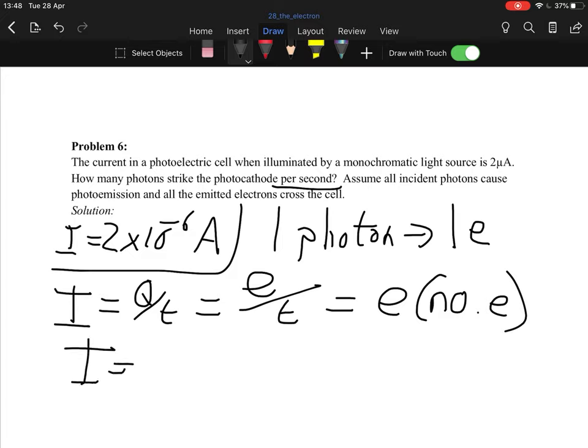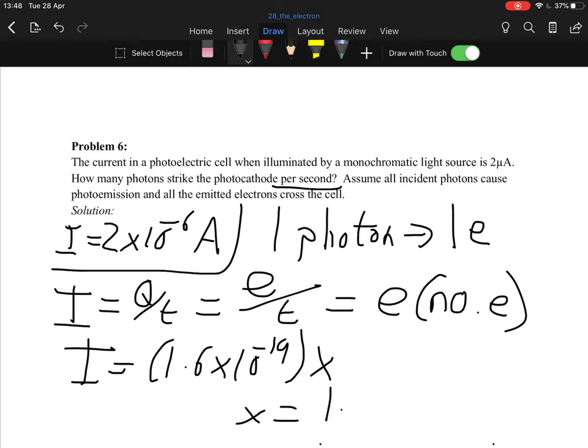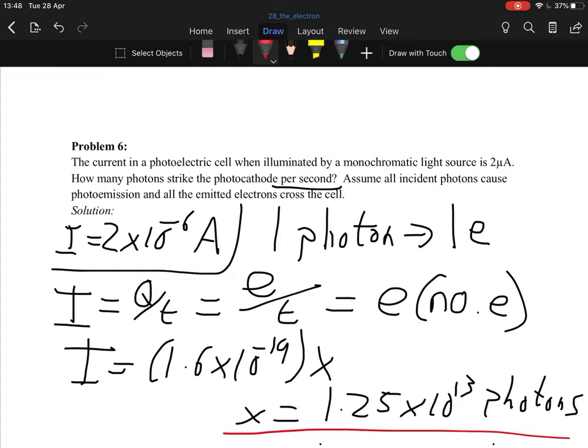What is the charge? It's the charge of an electron times the number of electrons divided by the time, which is a second. So therefore, our current here is going to be 1.6 times 10 to the minus 19 times the number of electrons, I'm just going to call it X, okay? And we have the current, 2 by 10 to the 6. So therefore, you should get x to equal 1.25 by 10 to the 13 photons.